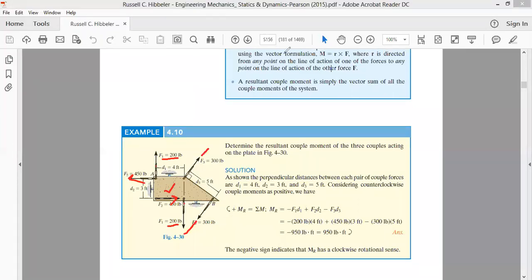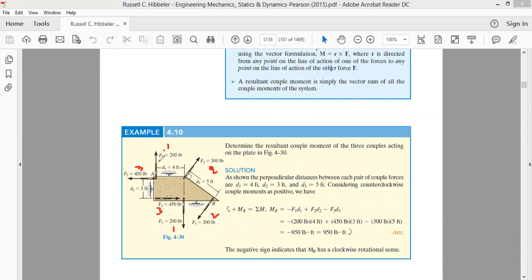So if we look overall, how many couples are there? This and this form couple one. This and this form couple two, and this and this form couple three. So we have three couples, and we have to find the resultant couple. Use the scalar formulation.